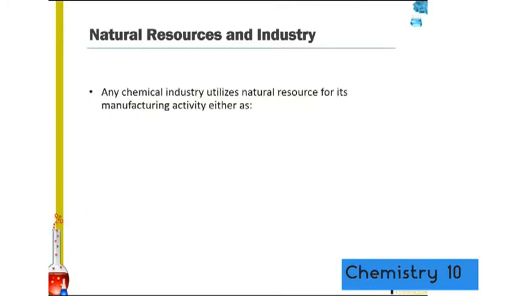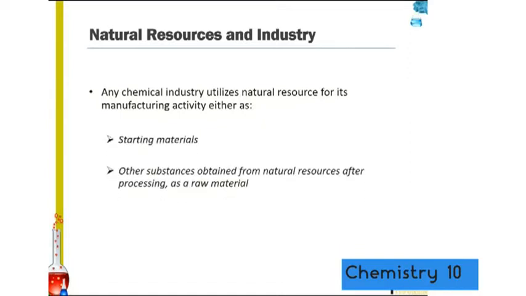Any chemical industry utilizes natural resources for its manufacturing activity, either as starting materials or other substances obtained from natural resources after processing as a raw material.